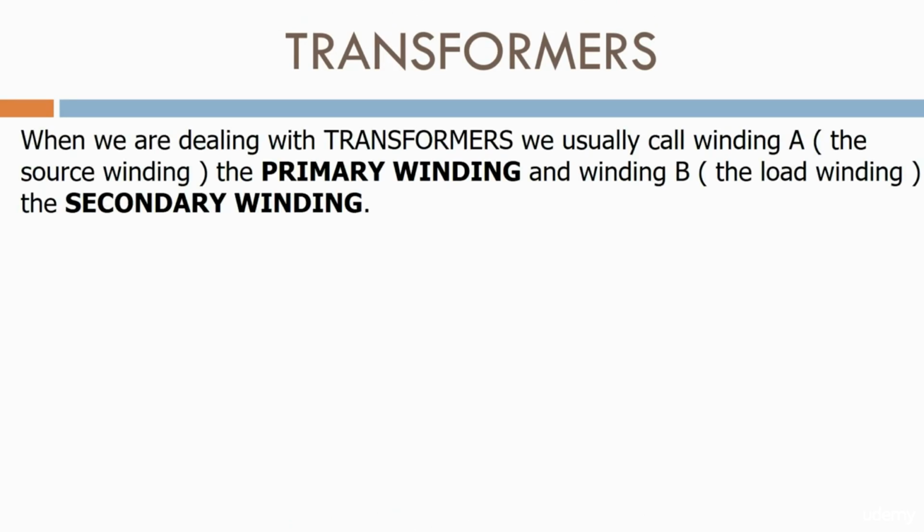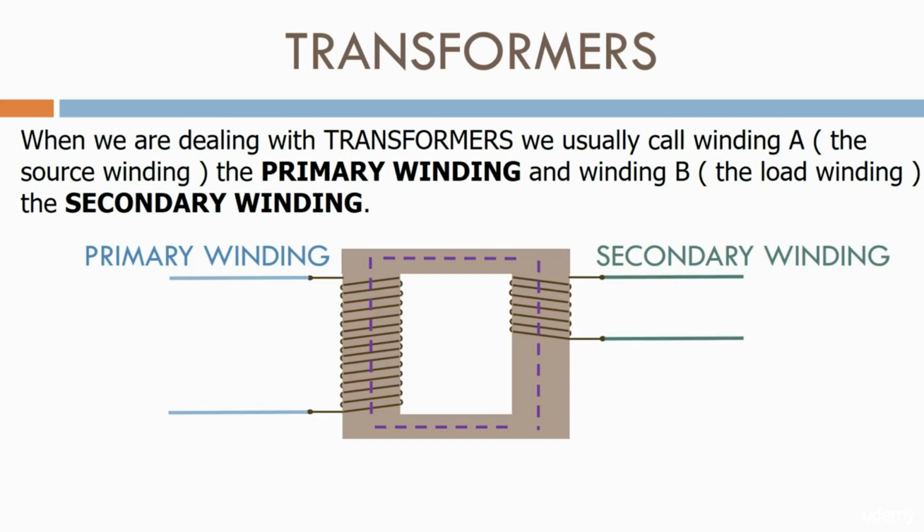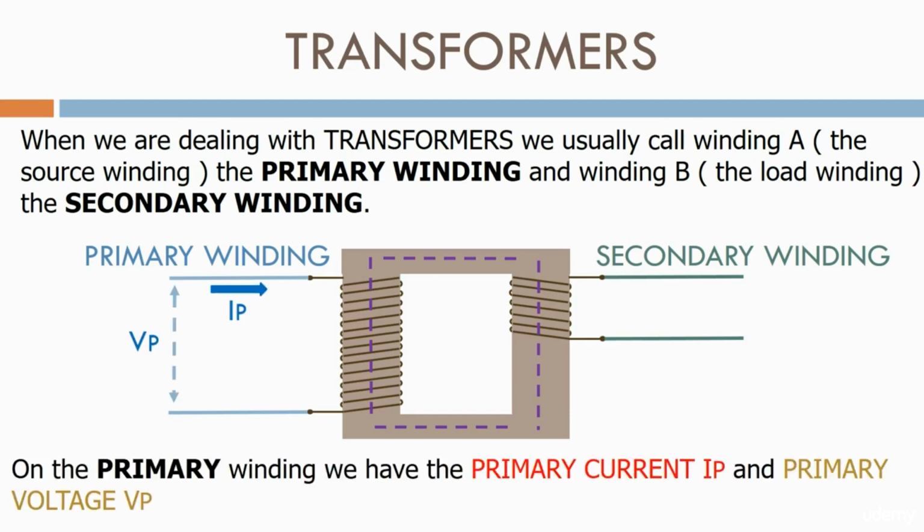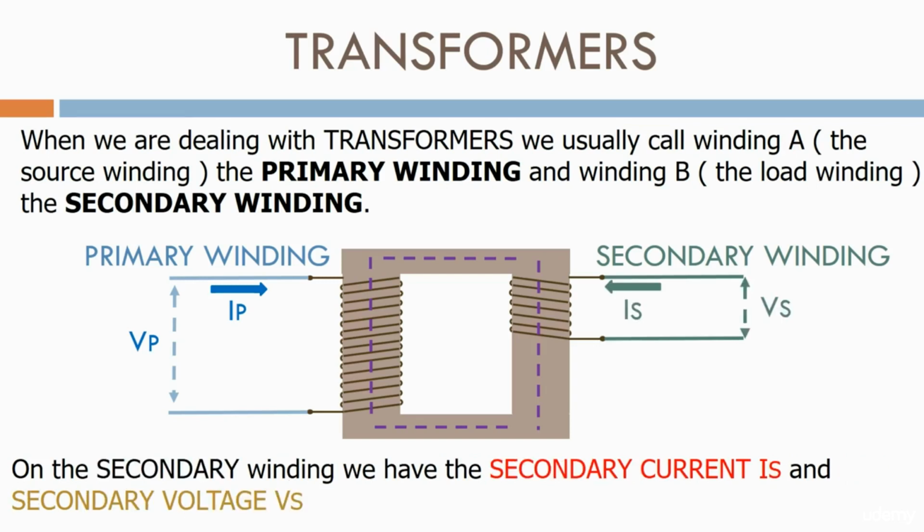When we are dealing with transformers, we usually call winding A the source winding, the primary winding, and winding B, the load winding, the secondary winding. So here we have the transformer from before. On the primary winding, we have the primary current IP and primary voltage VP. On the secondary winding, we have the secondary current IS and secondary voltage VS.